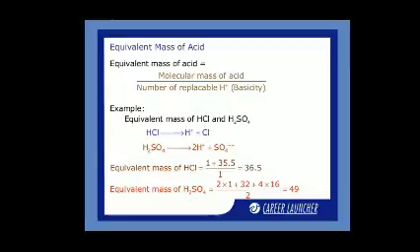For HCl and H2SO4, the equivalent mass of HCl is calculated as follows. One hydrogen and one chlorine are present in HCl: hydrogen atomic weight 1, chlorine atomic weight 35.5, that is 36.5. Gram molecular weight of HCl is 36.5, basicity is 1, 36.5 by 1 is equal to 36.5. So for HCl, gram molecular weight is equal to gram equivalent weight.